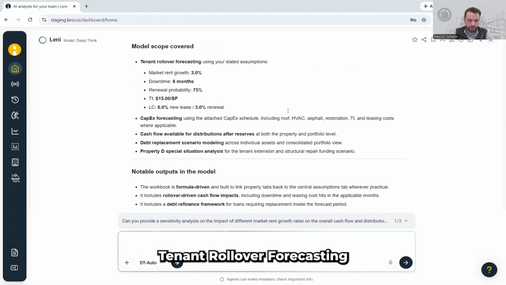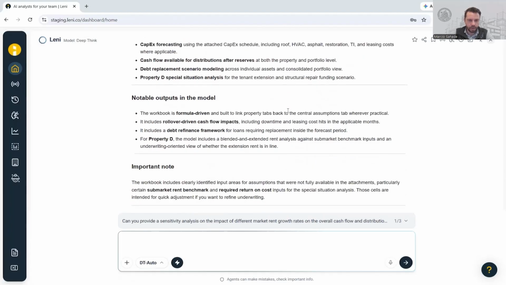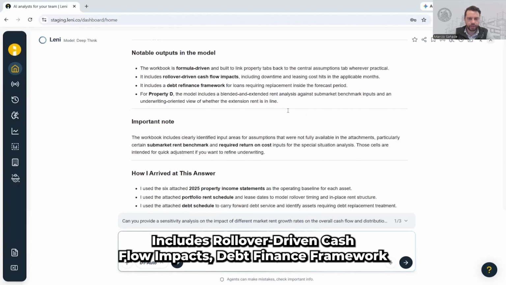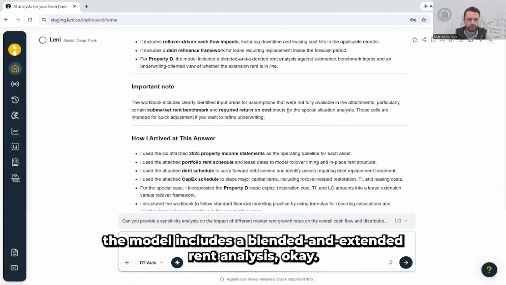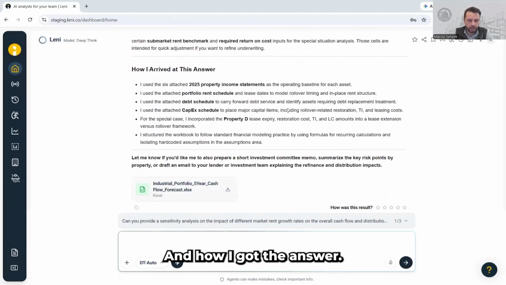There's a tenant rollover forecasting, CapEx, cash flow available. All right, notable outputs. It's formula driven. That's good. It includes rollover driven cash flow impacts, debt financing framework, and for property D, the model includes a blended and extended rent analysis. Okay. And how it got the answer. So let's see the file.